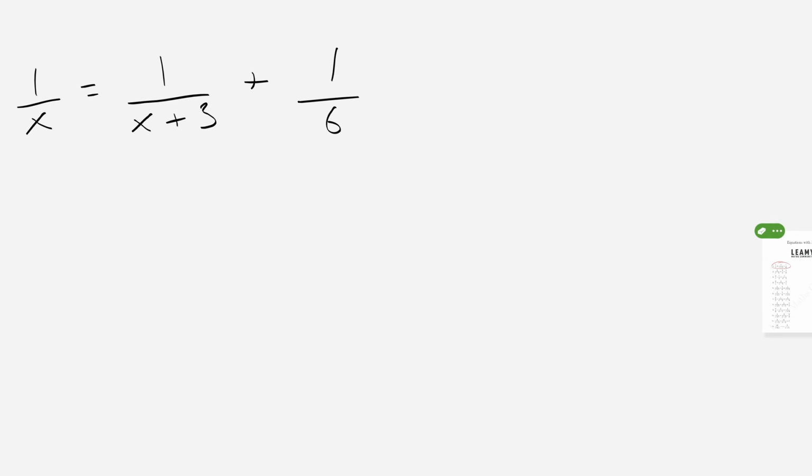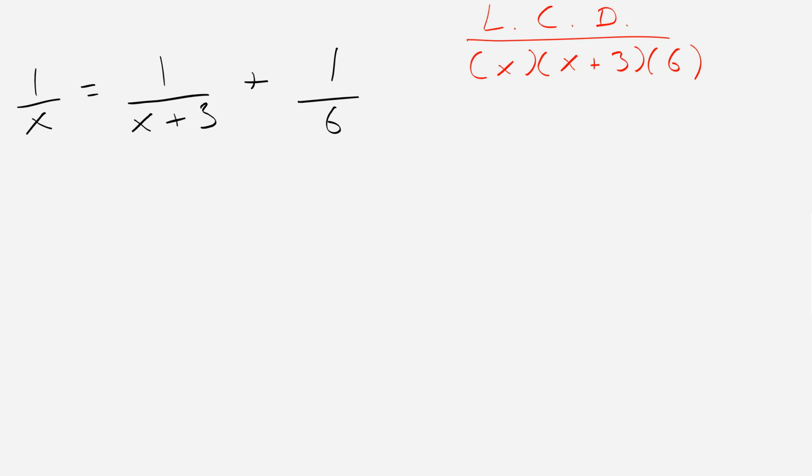So the idea when you have equations with fractions is you're going to multiply every term by the lowest common denominator. So in this particular case, what is my lowest common denominator? Well, the lowest common denominator is the smallest expression that the denominators here divide into. So in our particular case, that's just going to be x times x plus 3 times 6. This is our lowest common denominator of our equation over here.